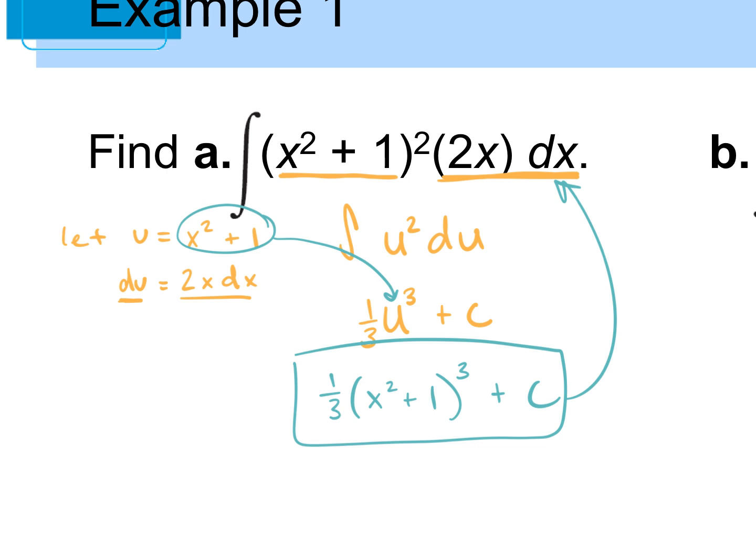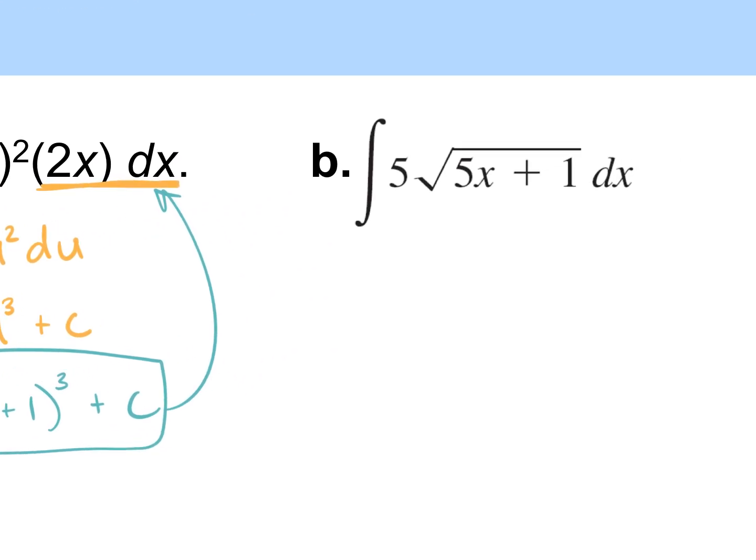All right, let's look at b. So we're going to let u be our inside function. So let u equal 5x plus 1. Then du would have to equal the derivative of it. What's the derivative of 5x plus 1? 5 dx.